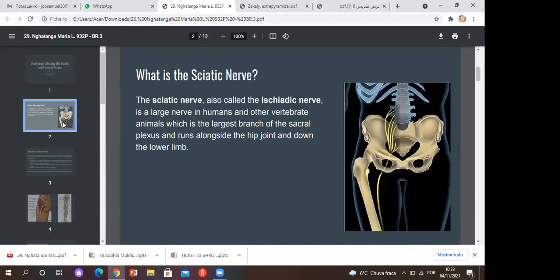So the sciatic nerve, also called the ischiatic nerve, is a large nerve in humans and other vertebrate animals, which is the largest branch of the sacral plexus and runs alongside the hip joint and down the lower limb. So it begins in the lumbar region of the vertebral column and goes all the way down the leg to the foot. So it supplies the whole leg from the vertebral column all the way to your foot. So that's what the sciatic nerve is.